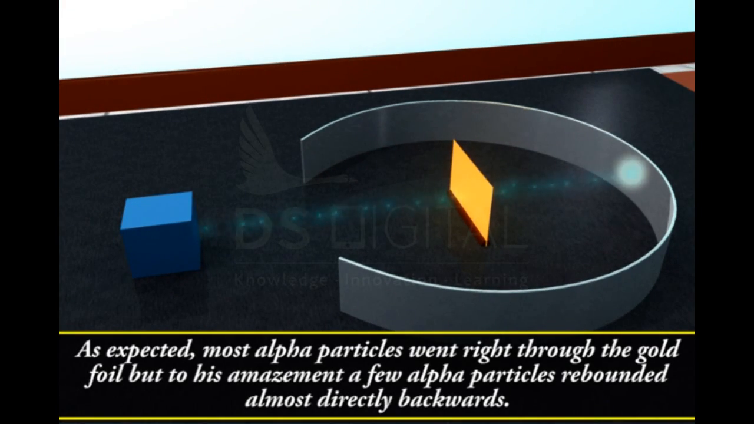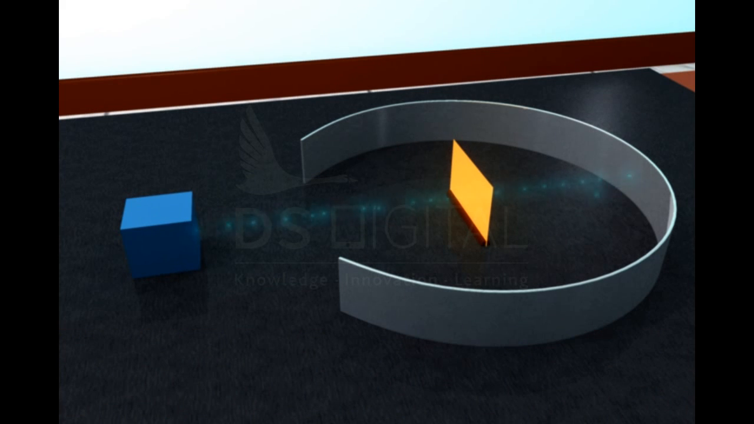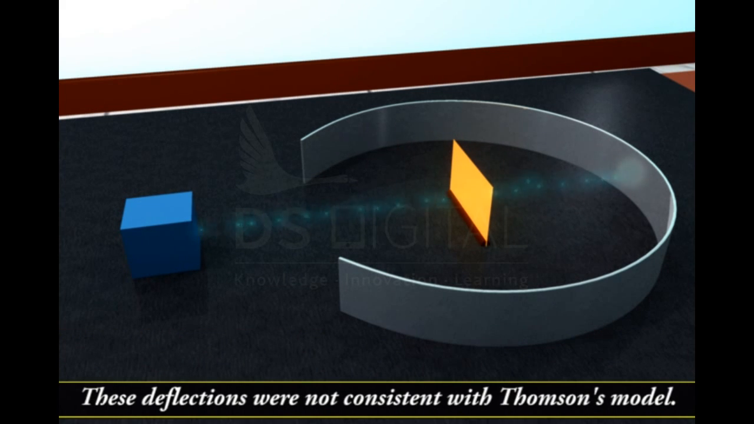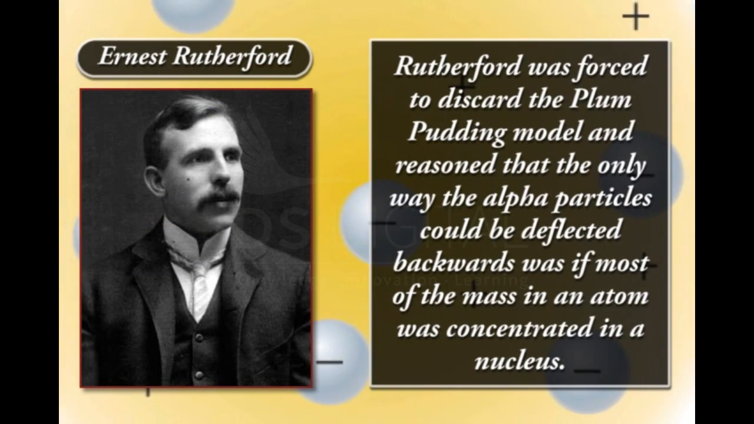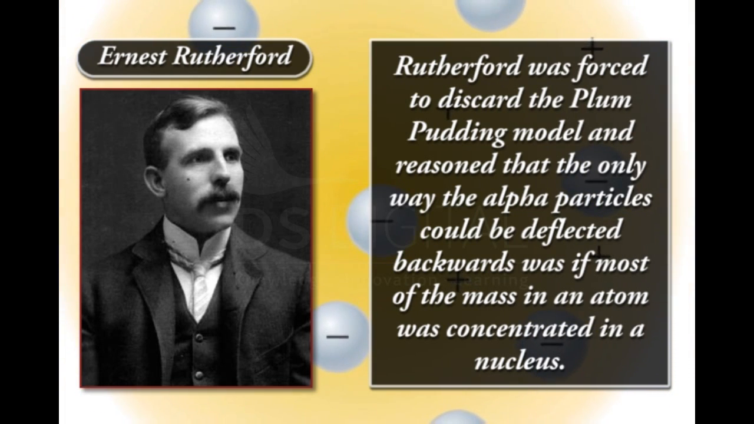As expected, most alpha particles went right through the gold foil, but to his amazement, a few alpha particles rebounded almost directly backwards. These deflections were not consistent with Thomson's model. Rutherford was forced to discard the plum pudding model and reasoned that the only way the alpha particles could be deflected backwards was if most of the mass in an atom was concentrated in a nucleus.